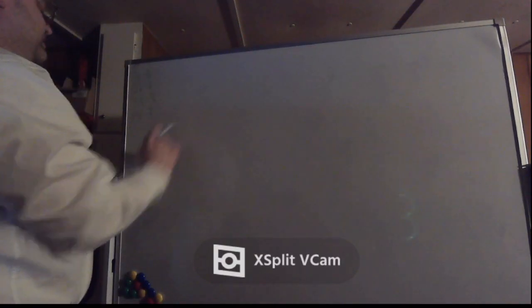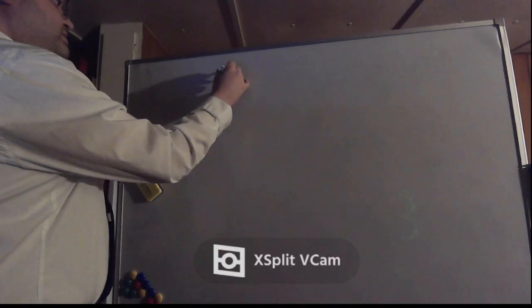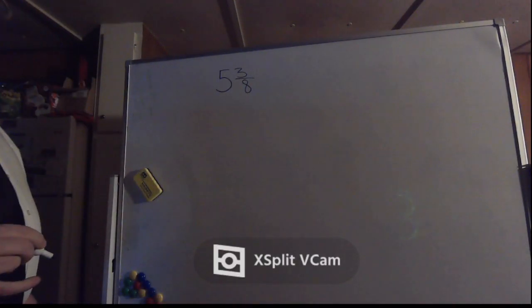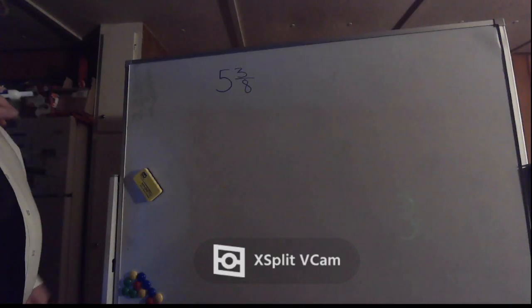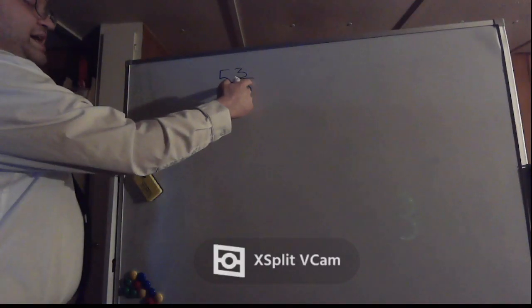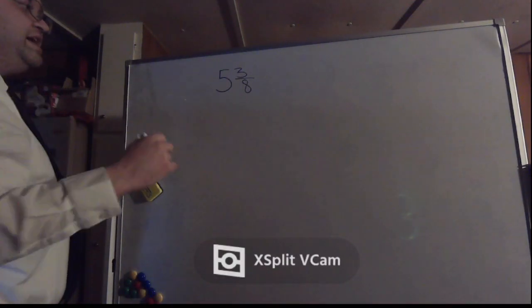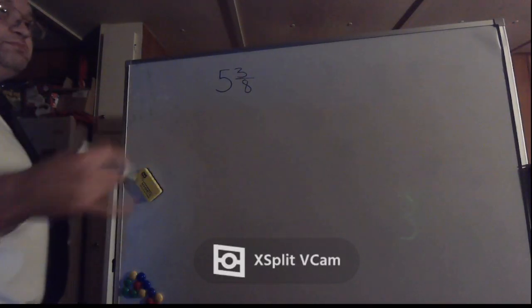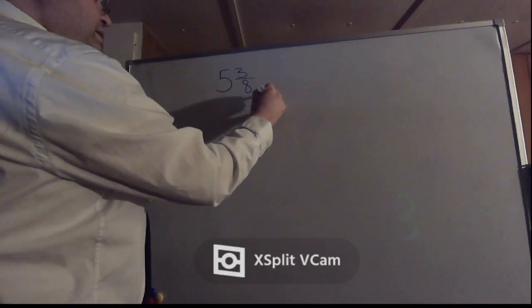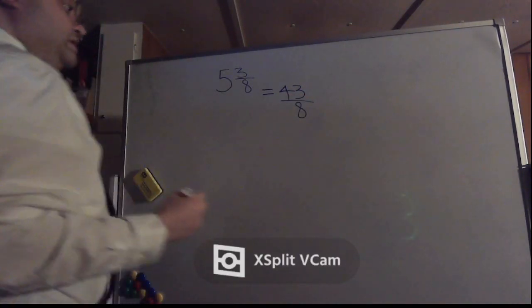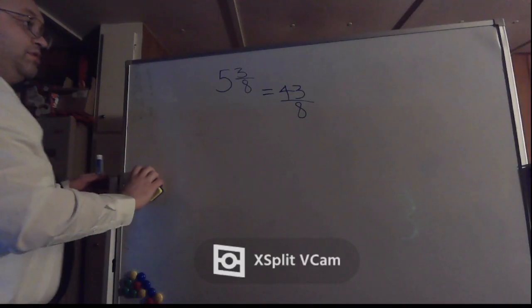All right, what's next here? Oh, we got 5 3/8. So now I gave you 5 3/8. How do we go about converting that mixed number into an improper fraction? Again, you take your denominator, which is 8, times your whole number, which is 5. So 8 times 5 is 40, plus the numerator. So 40 plus 3 is 43. And you would get 43/8.